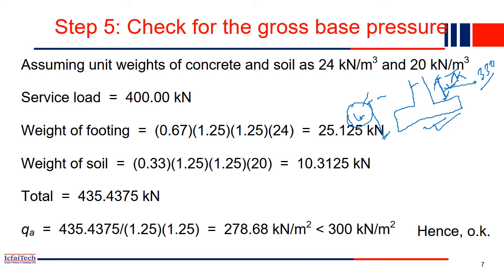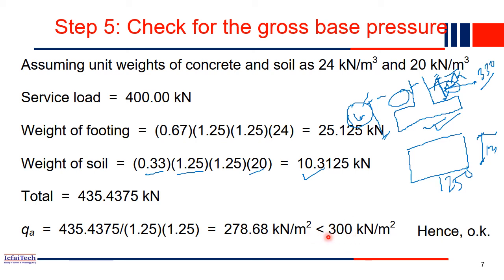So 330, multiplied by this cross section area, the plan area of the footing, which we computed as 1250 by 1250, into 20, the unit weight of the soil. From here you get the weight of the soil. The weight of this portion of soil is 10.31 kilonewton. So what is the total service load acting at this level of the foundation? If you add 400 plus 35.10, it is 435 kilonewton. So from there you compute qa, which is force divided by cross sectional area, and you get 278.68 kilonewton per meter square, which is less than 300.